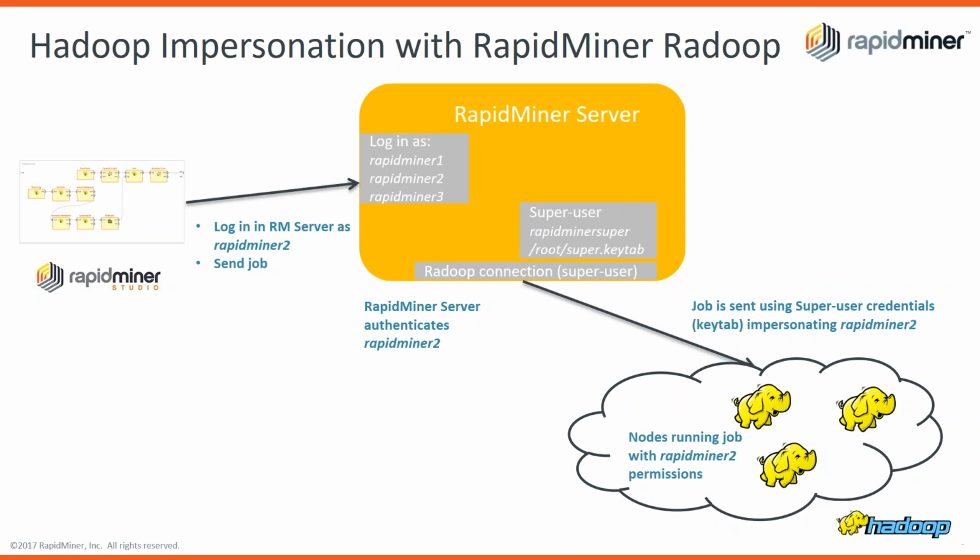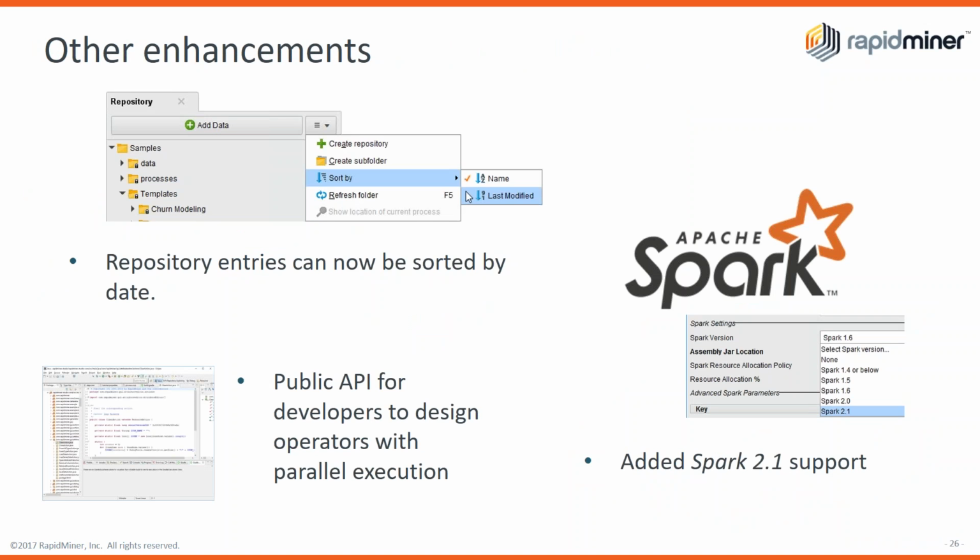This doesn't mean that we don't support the original configuration of each user having his or her own configuration. That's also supported now. It's just added. Other enhancements: now you can sort by name and also the last modified time of your repository, which is quite handy. We have published the API for what we call the concurrency API that we have for developing parallel execution operators. We have also added Spark 2.1 support.